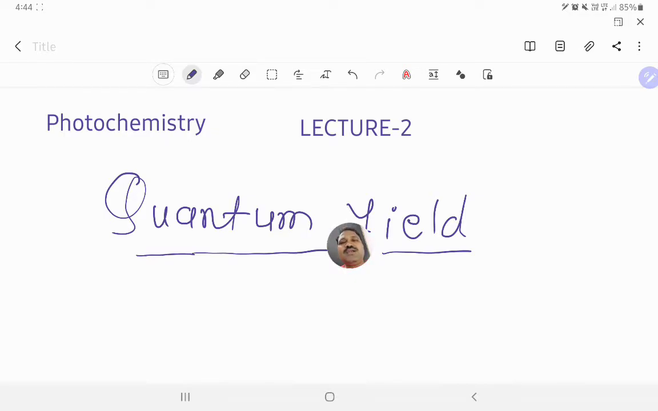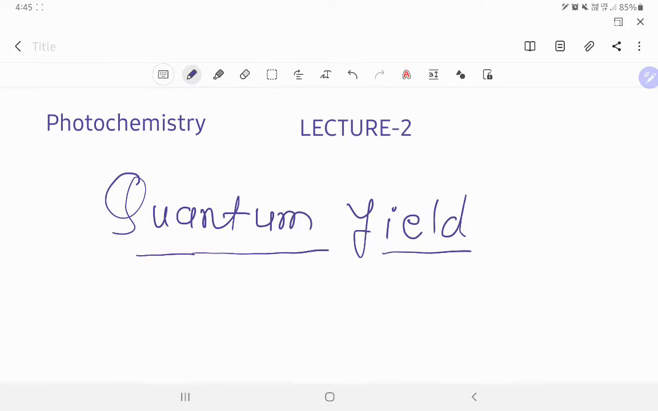Now, in this lecture we will see what is meant by quantum yield and how it is calculated. In some cases quantum yield is very high, in some cases it is very low, and we will see the reasons behind low quantum yield and high quantum yield, as well as some photosensitized reactions, what is meant by photosensitized reaction, and some examples.